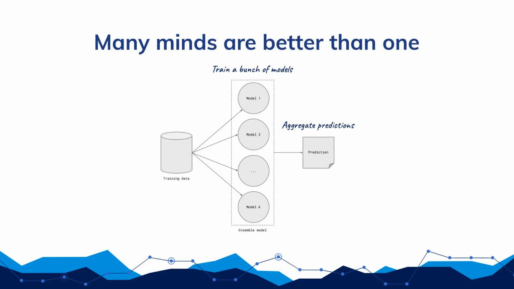Okay, so I will introduce you now to ensemble models. Ensemble models means that instead of having one model, I will train a bunch of models, independent or dependent, whatever, different models. I am training these models with my training data, and then I aggregate predictions. For example, I take the average, or I take the mode.